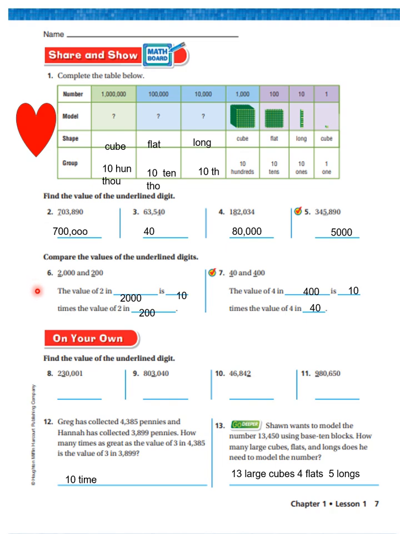All right, number 6. 2,200. The value of the 2 in 2,000 is 10 times the value of the 2 in 200. Remember, this number here is 10 times the value of that. This number is 10 times the value of that. All right, 40 and 400. The value of the 4 in 400 is 10 times the value of the 4 in 40.